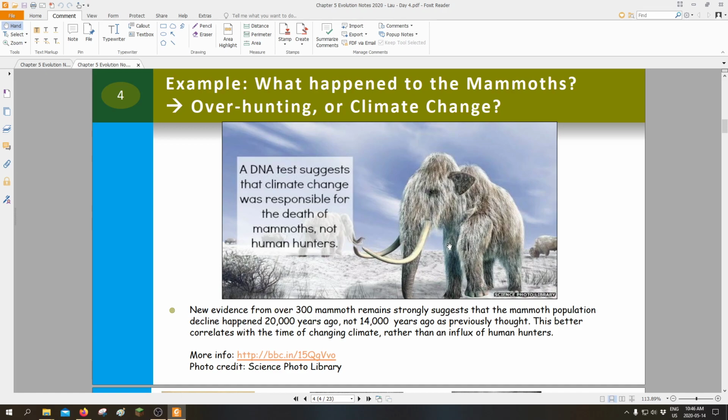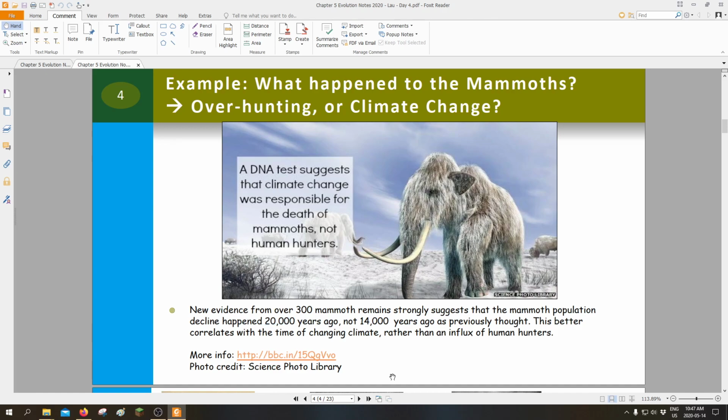However, when they took a DNA test and they took a look at when the mammoth population actually started decreasing, it was 20,000 years ago, which was before human beings, and not 14,000 years ago as previously thought. 20,000 years ago, and they're saying, oh, this was actually during the time when the climate of the Earth started changing. And this was before human beings.